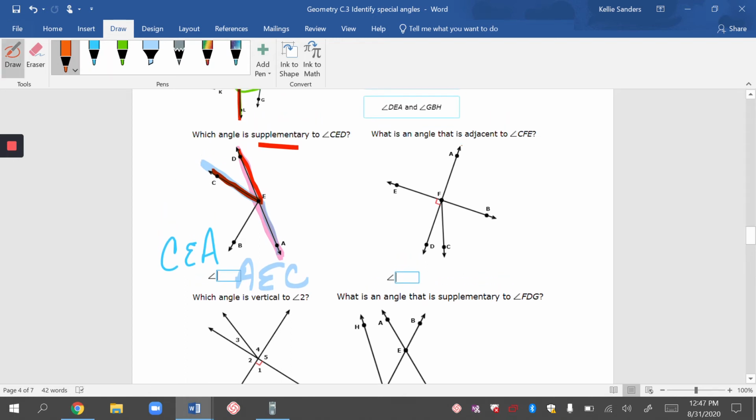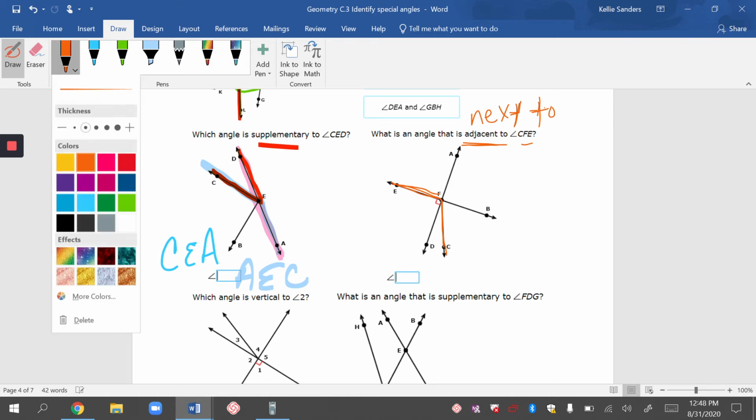What is an angle that is adjacent? Adjacent means next to. Angle CFE, from C to F to E. Name an angle that is adjacent to it. There is more than one correct answer.